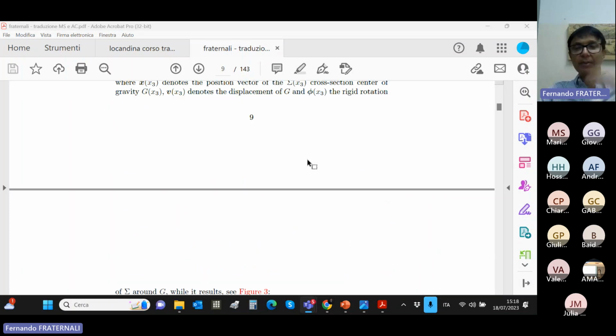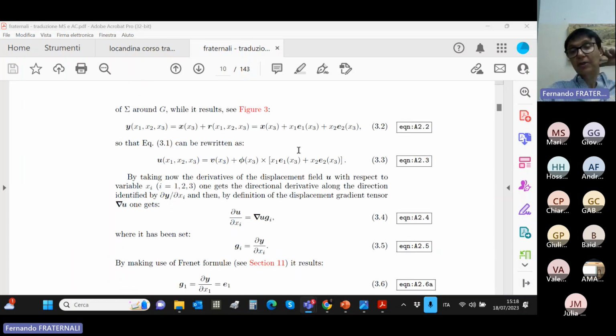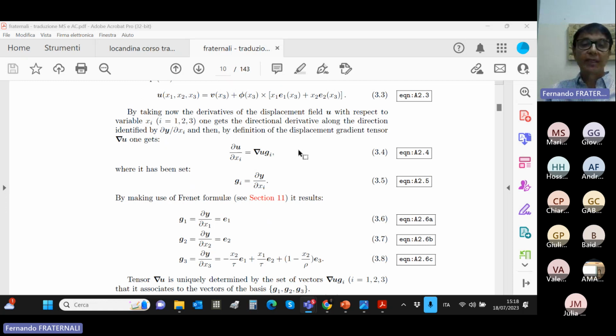So assuming this displacement field, Antonio showed yesterday, first of all, that since in the end we are working with a three-dimensional object, which is our curved beam, and this three-dimensional object is described.